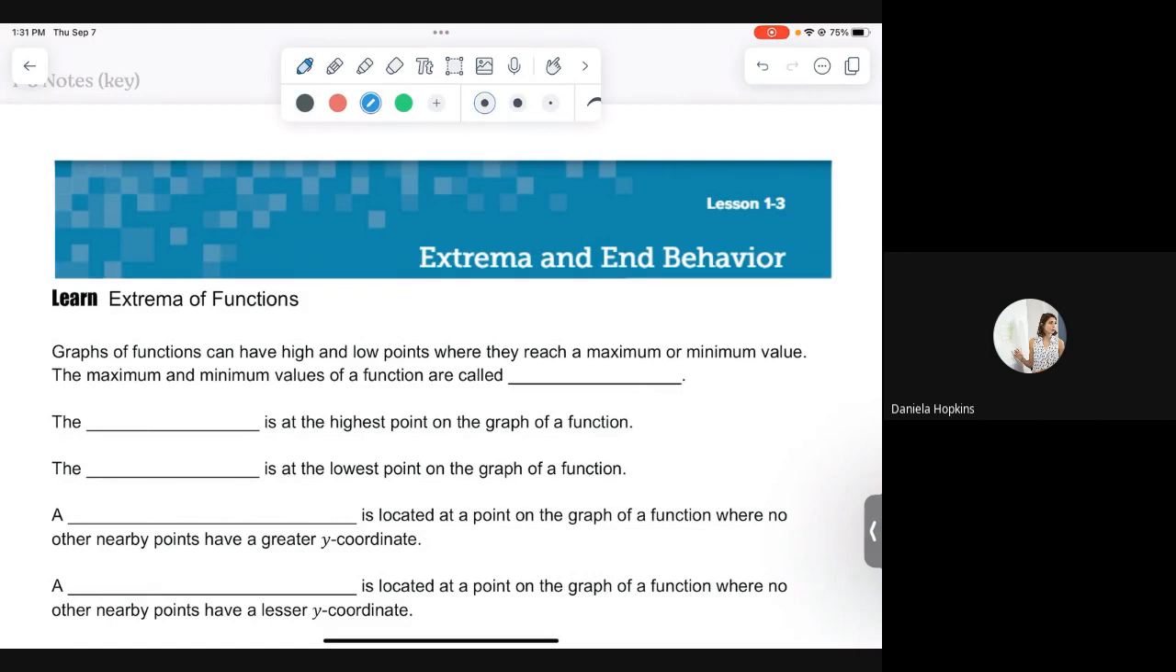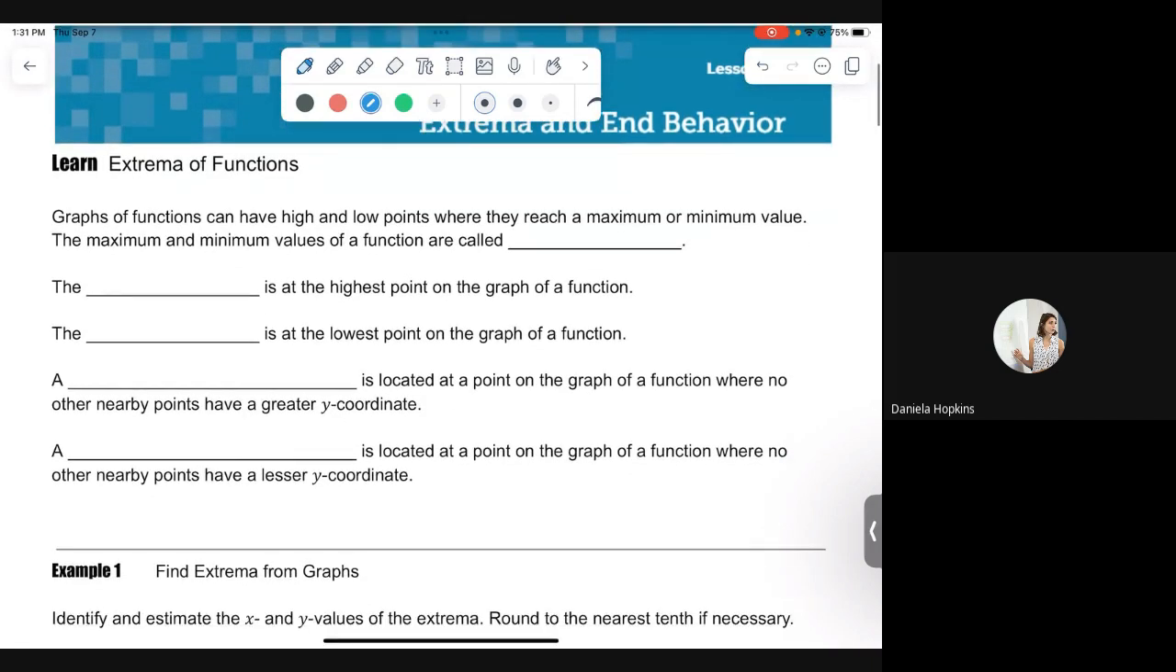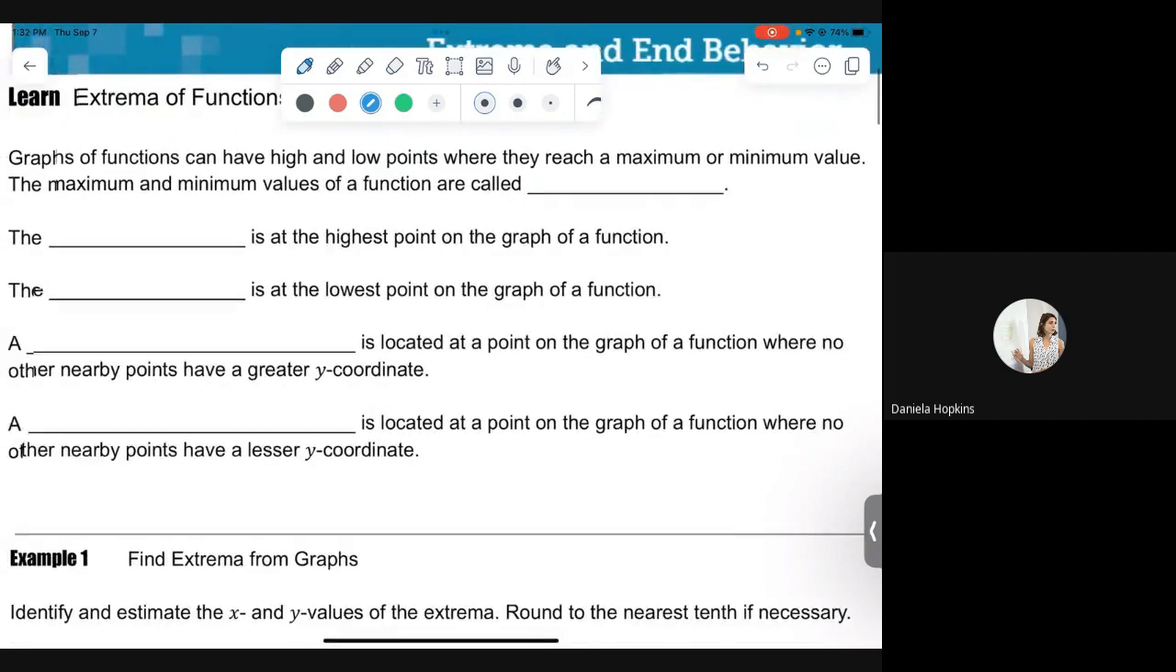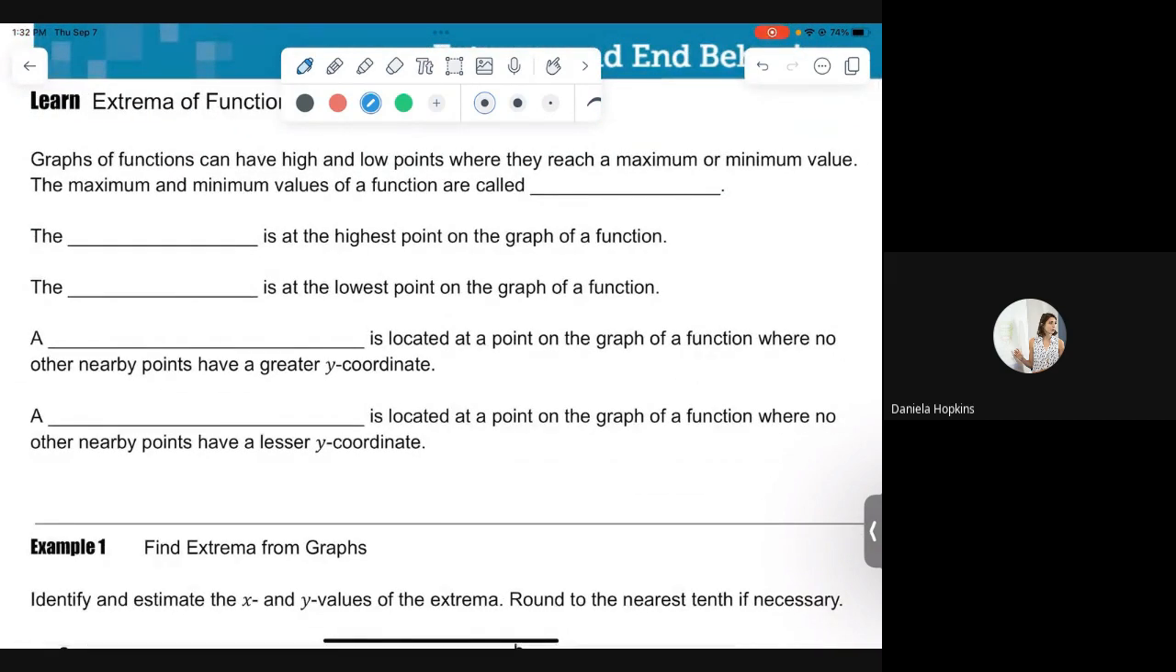Okay, so tomorrow we'll have weirder notation, but today's notation should actually be really familiar to you because we're going to start by talking about extrema. If you can guess, extrema is like the highs and the lows, which in math we call our minimums and maximums. So graphs of functions can have high and low points where they reach a maximum or minimum value. The maximum and minimum values of a function are called extrema.